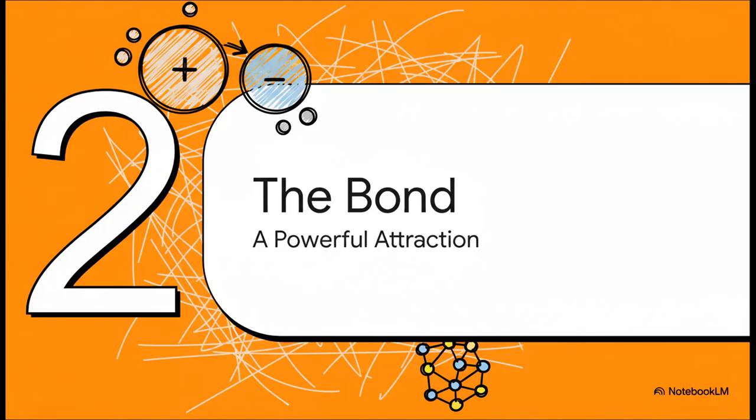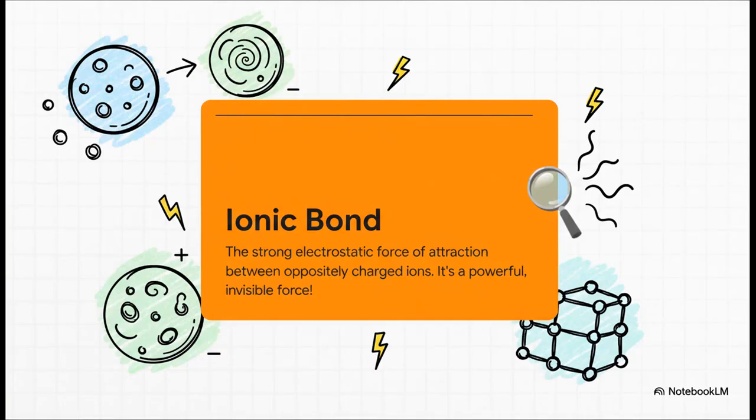Okay, so we've got our positive players and our negative players. Now let's talk about the force that actually pulls them together. Let's talk about the ionic bond. Now here's a really important point. An ionic bond isn't a physical thing, like a tiny rope tying 2 atoms together. Nope, it's an invisible force. The official name is electrostatic force, which is really just fancy science speak for the fact that positive and negative charges are powerfully attracted to each other. It's just like we said before, a strong, invisible magnetic pull between opposites.